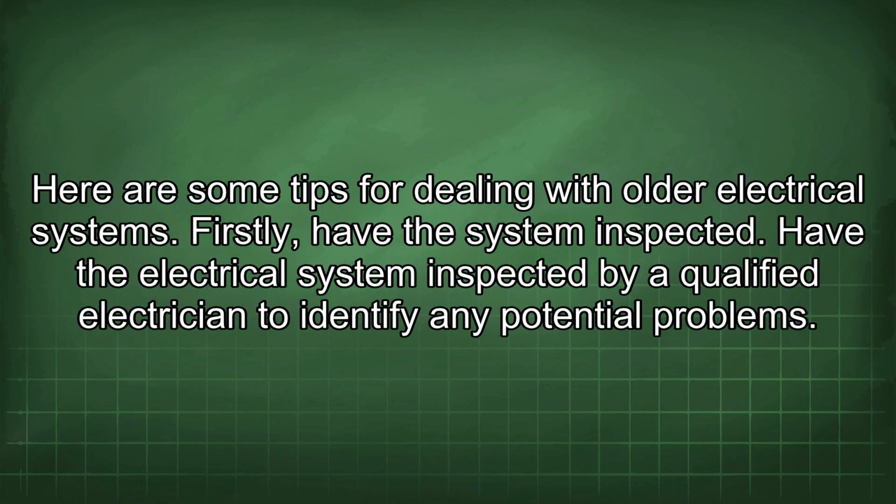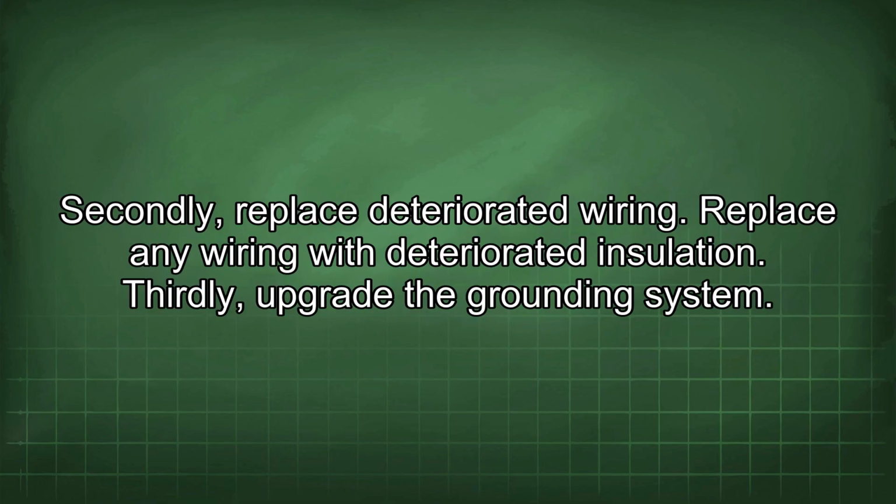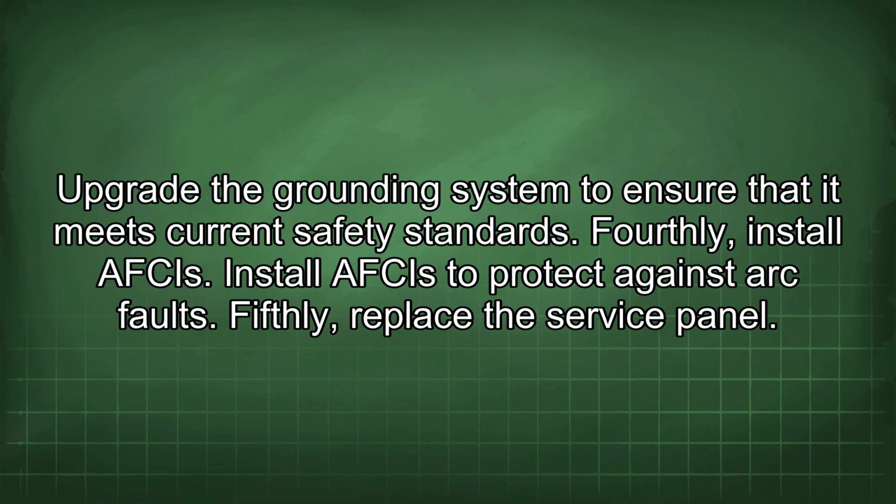Here are some tips for dealing with older electrical systems. Firstly, have the system inspected. Have the electrical system inspected by a qualified electrician to identify any potential problems. Secondly, replace deteriorated wiring. Replace any wiring with deteriorated insulation. Thirdly, upgrade the grounding system. Upgrade the grounding system to ensure that it meets current safety standards.